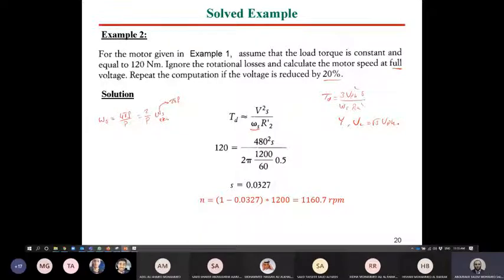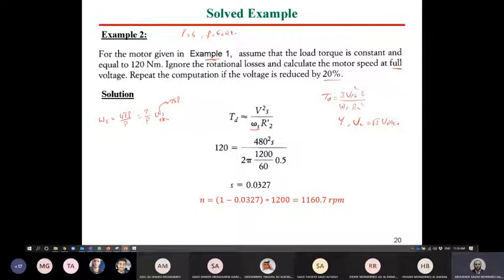So omega S is 2 pi multiplied by 1200 RPM, which is the synchronous speed. Why? Because in this machine, it was stated in the data given in example 1 that number of poles equals 6 and the frequency was 60 hertz. So if you substitute, you will find that NS equals 1200. Of course multiplied by 0.5, which is the value of R2 prime. So we have only one unknown here, which is S. So we can get S easily.